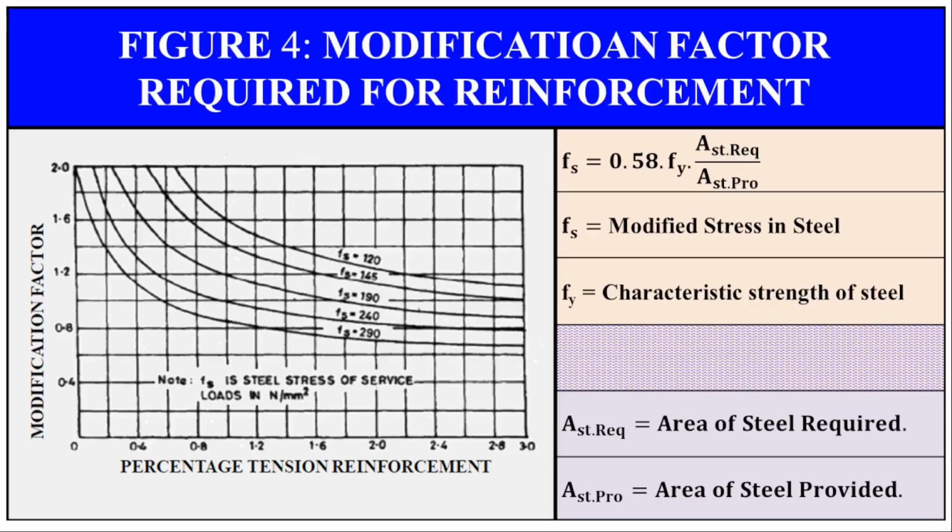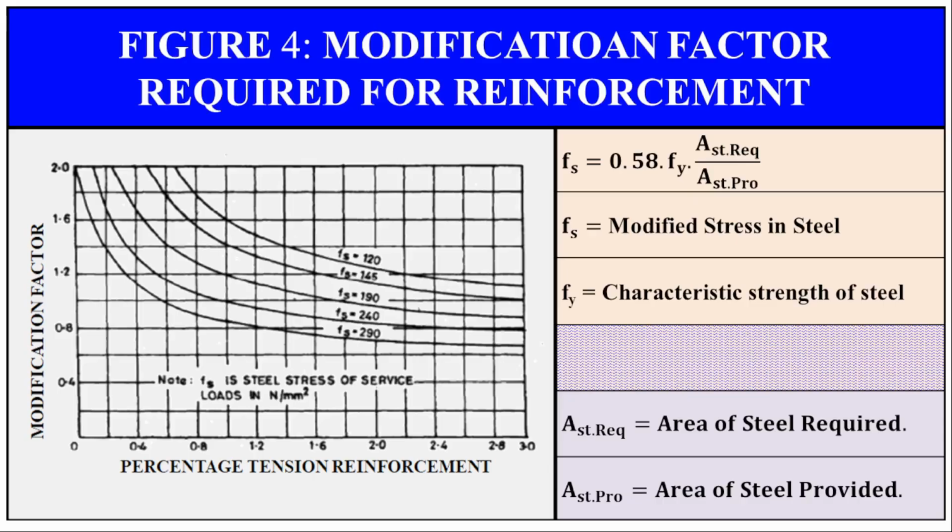Let's break down each component of this equation. Fs represents the modified stress in steel. This is the adjusted stress value that takes into account factors like the amount of tension reinforcement provided compared to the amount required. Fy is defined as the characteristic strength of steel. This is a fundamental material property, representing the yield strength of the steel reinforcement specified in the design.